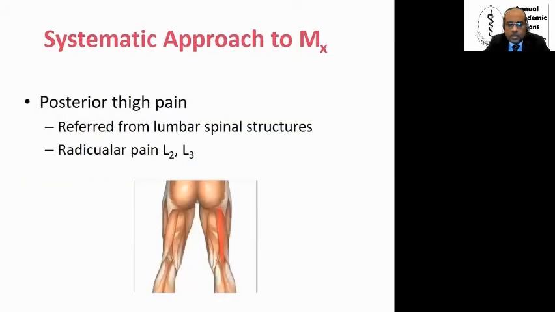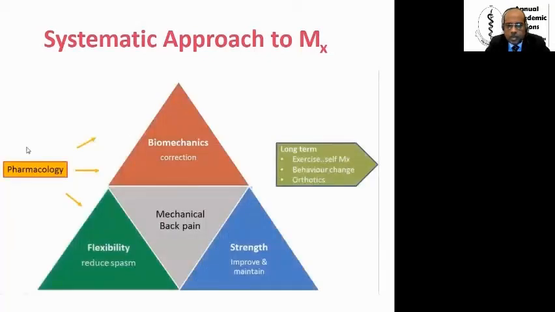Posterior thigh pain refers from the lumbar spinal structures and could be radicular pain from L2, L3, which again needs continued treatment and maybe MRI and other investigations to see whether there is any compression. If you look at the overall picture of mechanical back pain treatment, you may need pharmacology. We will need physical therapy to increase flexibility, reduce spasms, and strengthen to improve and maintain.